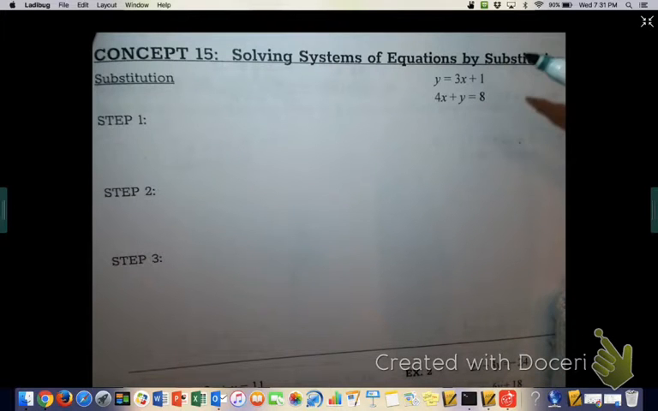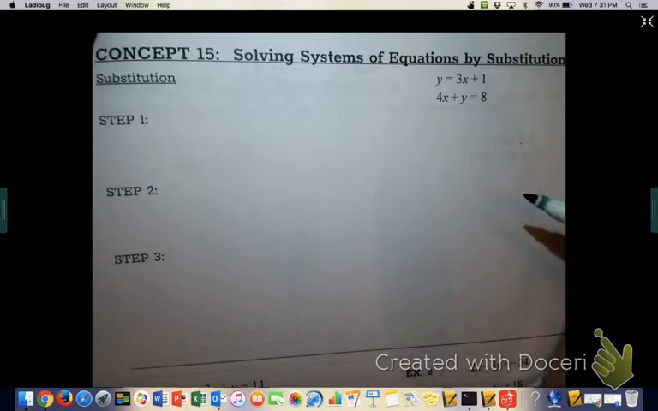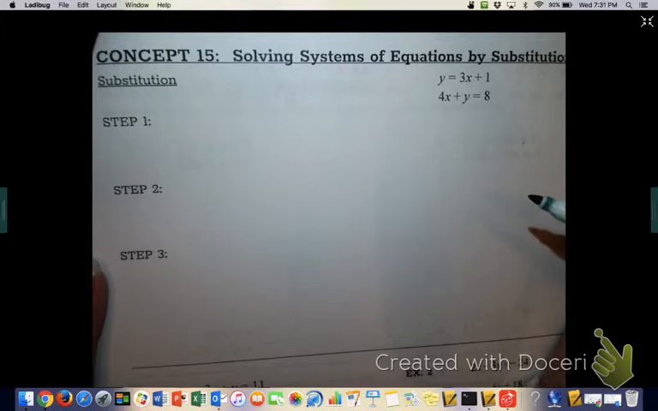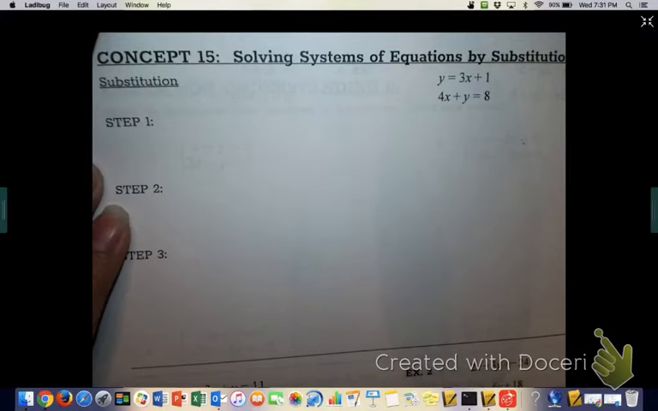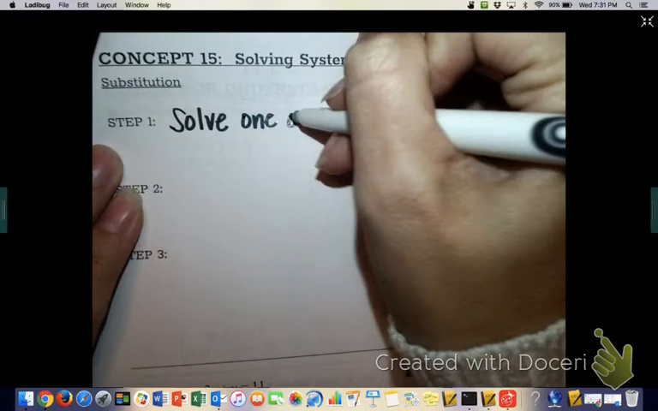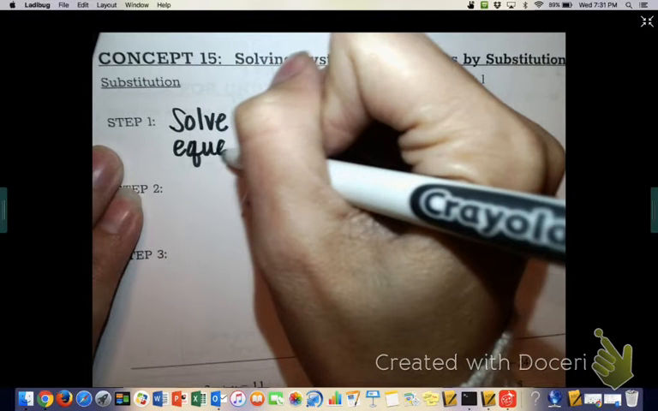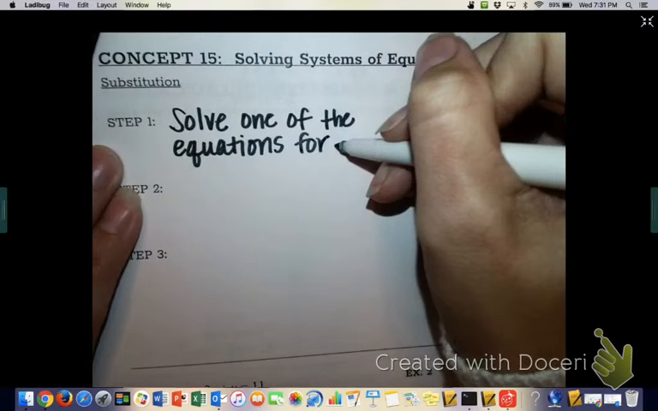Okay, there's 3 steps you need to do in order to solve two equations by substitution. And step number 1 is solve one of the equations for either x or y.